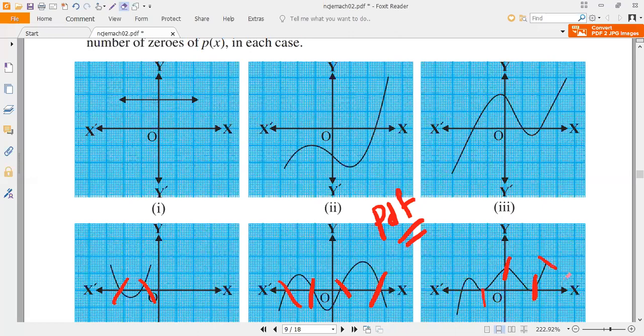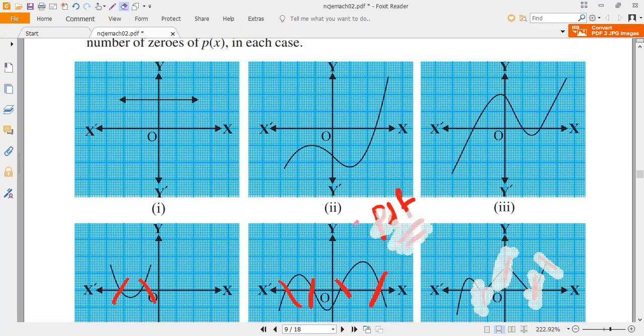Read the question first. All of you should read the question. Mark with your pen or pencil, no issues. You can use anything. This is your textbook, one textbook only, correct? You can use, no problem.